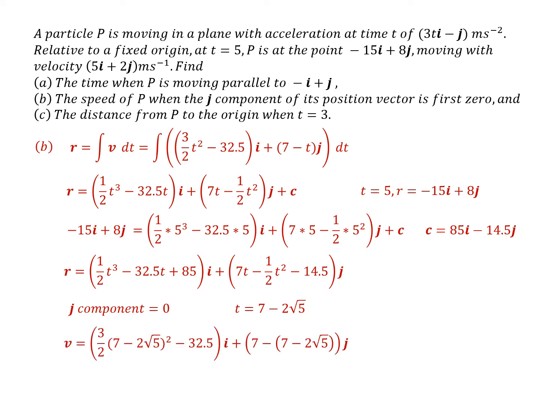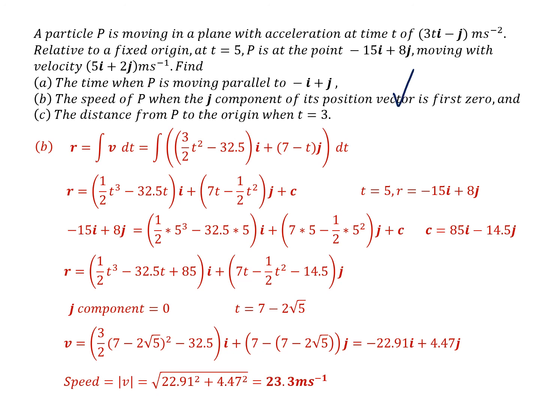Putting that value into the velocity vector, because we're trying to find the speed of P when its j component of position vector is 0. So there's our velocity vector, which is that, and then the speed is the magnitude of the velocity, which is 23.3 meters per second. So that's part B complete now.